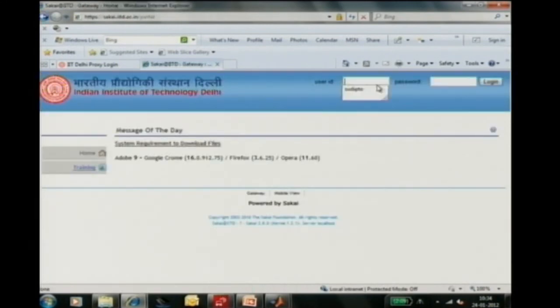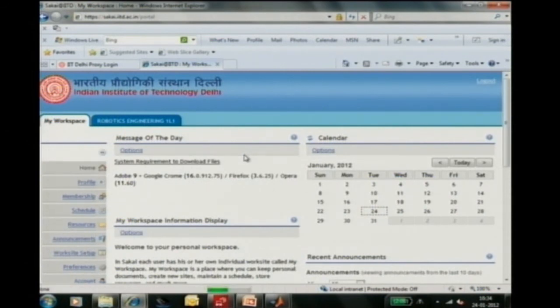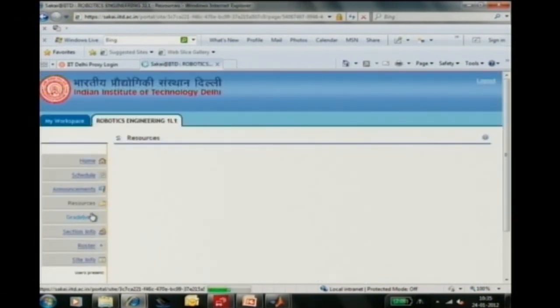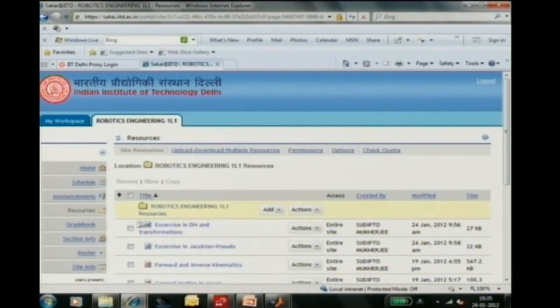what I have done today is I have uploaded, I shouldn't have done this, I will not be able to download this, but anyway. So, there are these two more exercises, one in DH transformation and one in Jacobian plus pseudo inverse, the use of Jacobian plus pseudo inverse, where you can play around with it, look at the numbers, and get comfortable with working with the Jacobian control.